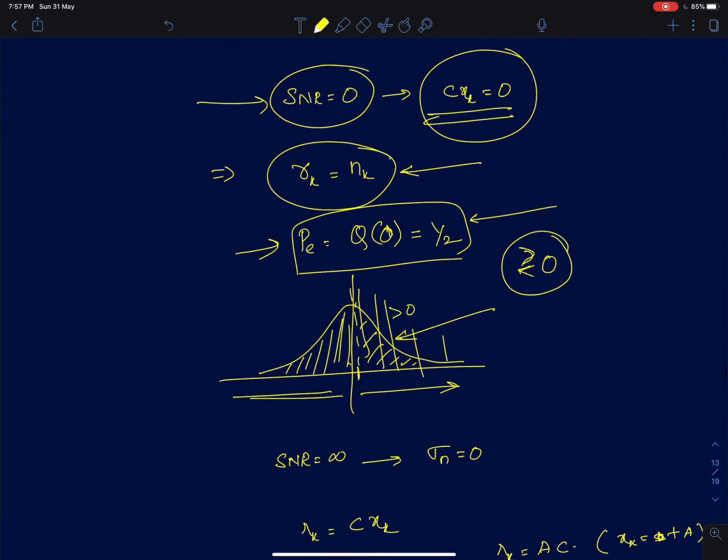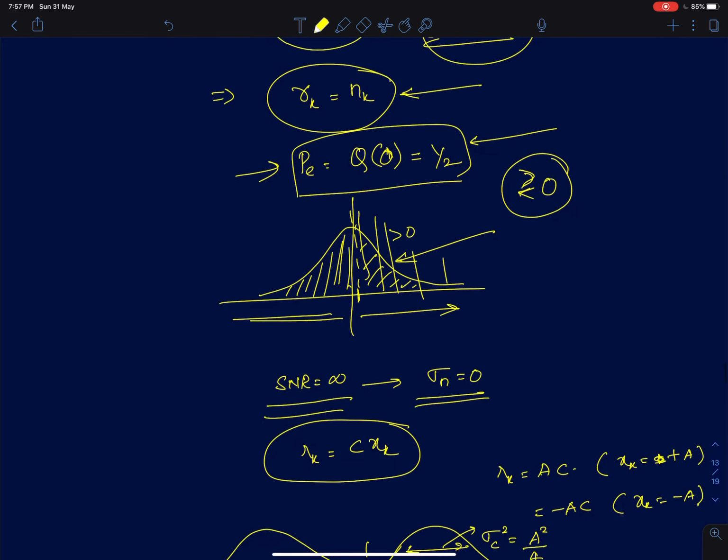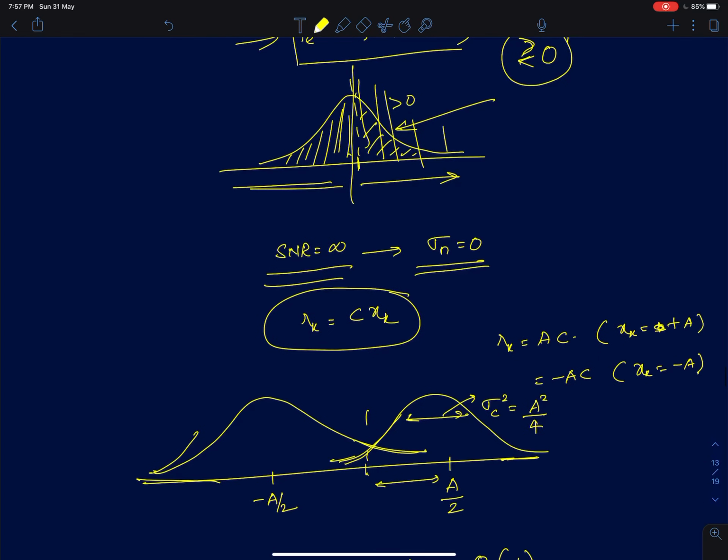The next is we will go for the extreme case. The extreme case is SNR of infinity. In that case, I'll assume sigma n is 0. But what about your received signal? Your received signal is C into X of k. So in the received signal, it's actually C into X of k.